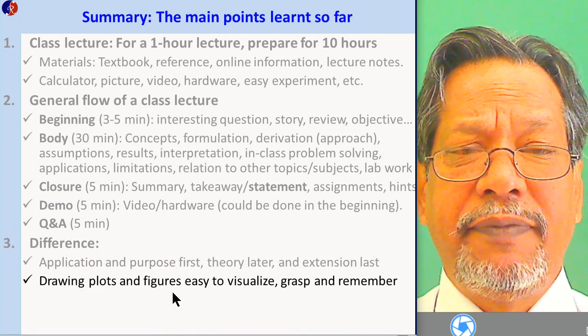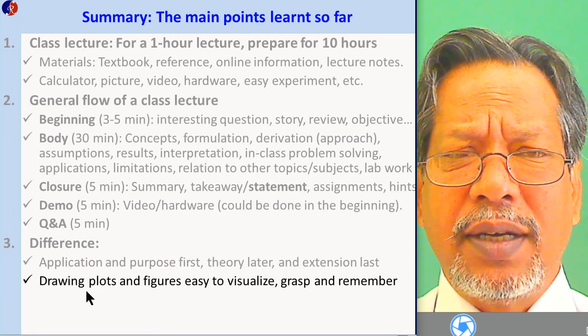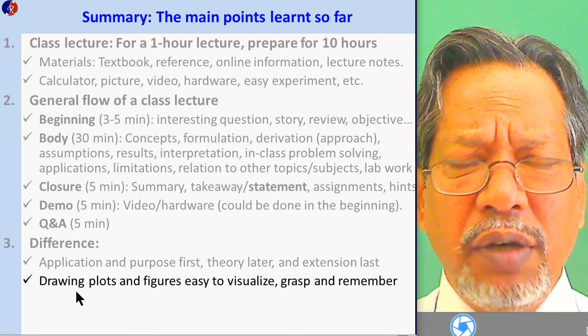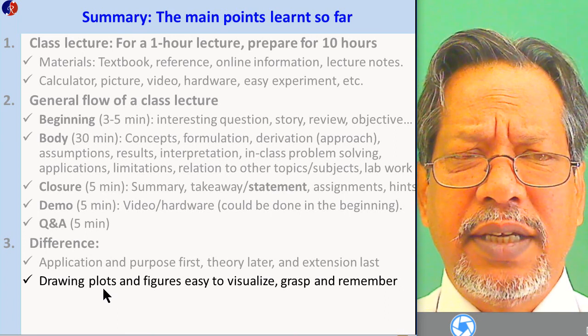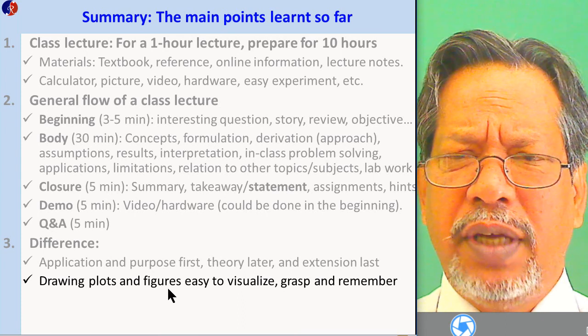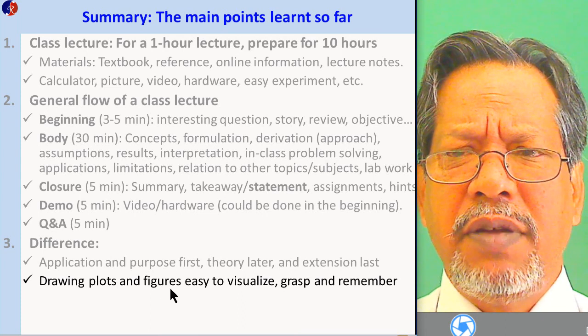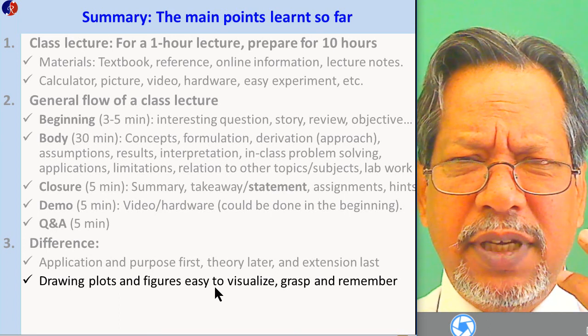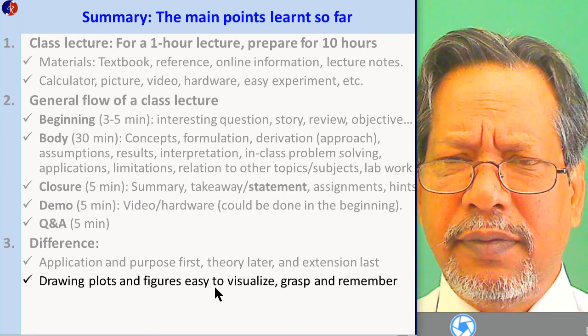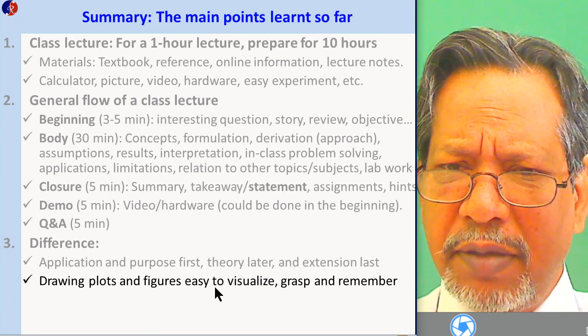Okay, drawing plots and figures. This part I find is the most important part in science and engineering teaching. Drawing pictures, figures, and plots is very important so that it becomes easy to hold it in the mind.